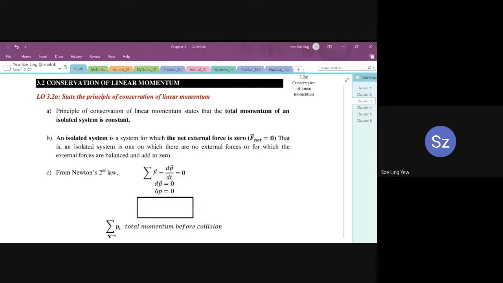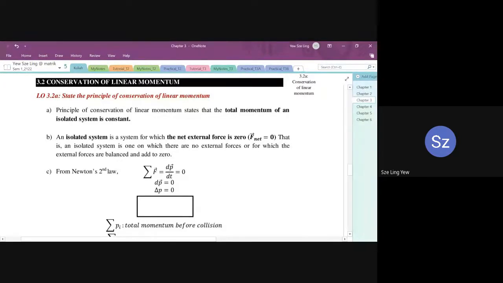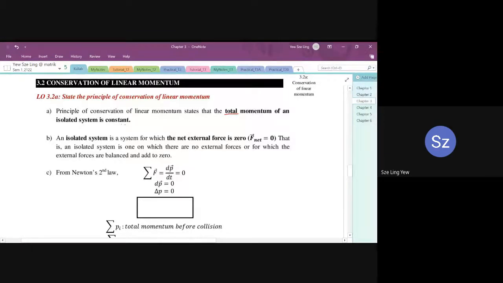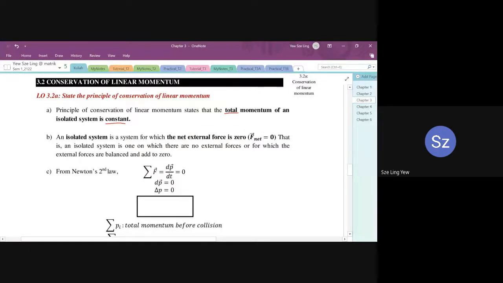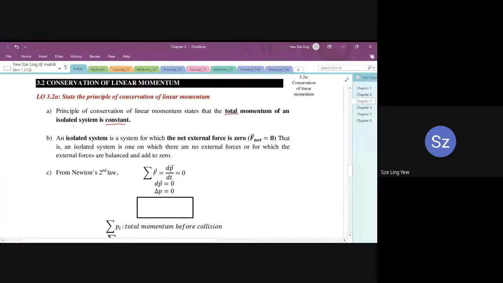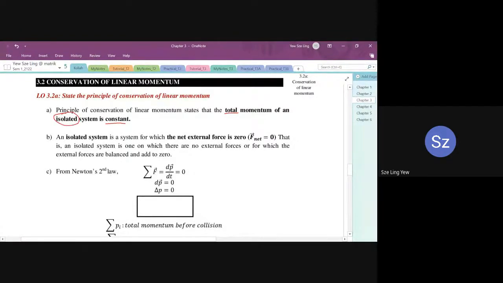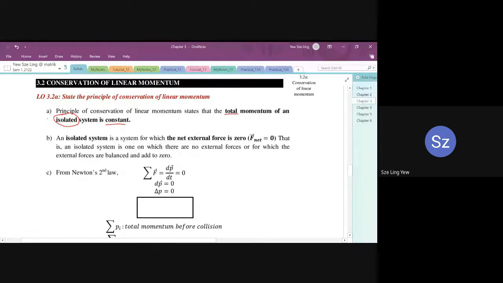So what is the conservation of linear momentum? The principle of conservation of linear momentum states that the total momentum in an isolated system is constant. All right, the word constant is very important. Now, what does it mean by isolated system? If the question asks you to define the principle of conservation of linear momentum, you must mention the term isolated system.